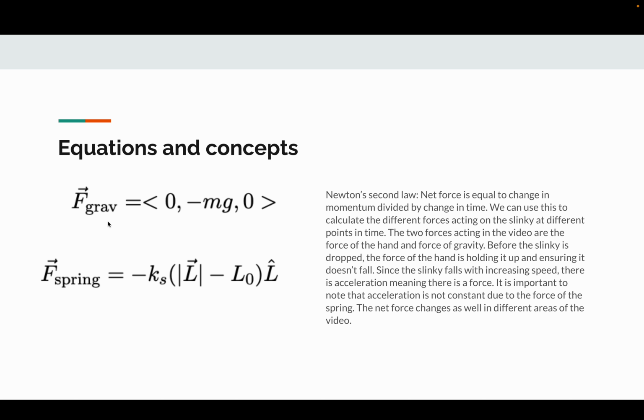We can use these two forces to calculate the forces acting on the slinky at different points in time in the video. Before the slinky is dropped, the force of the hand holding it up ensures that it doesn't fall. Since the slinky falls with increasing speed, there is acceleration, meaning there is a net force. It's important to note that the acceleration is not constant due to the force of the spring, so it's not just the force of gravity, and the net force changes as well in different areas of the video.